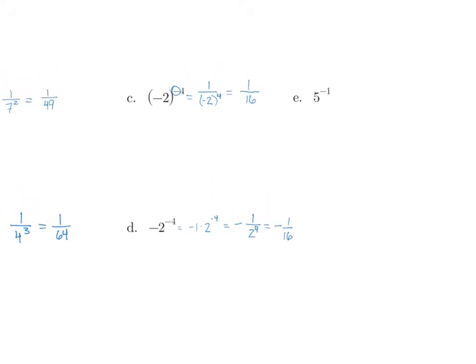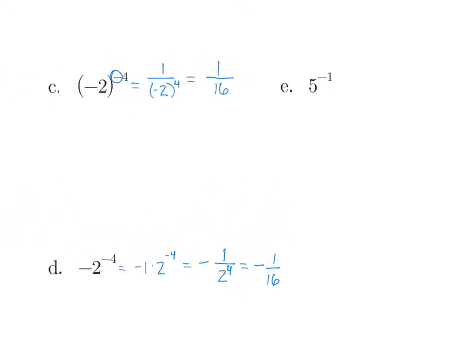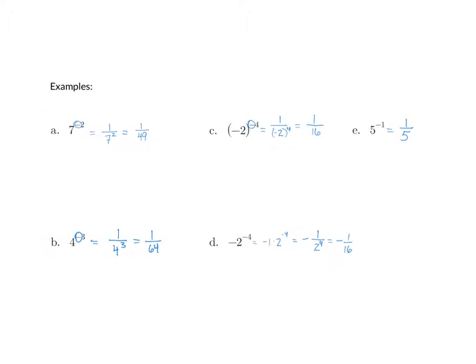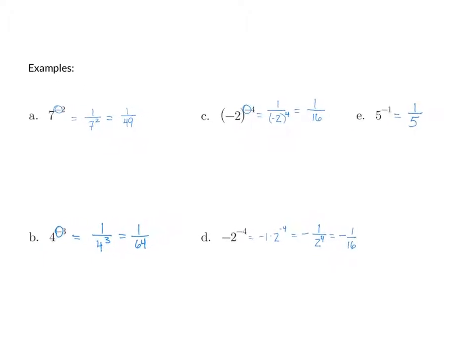And our final example, example E, 5 raised to the negative 1. Well, since it's a negative 1, all we have to do is flip this, and we get 1 over 5. And 5 to the first is just 5, so we are done. So those are some basic computations with negative exponents.